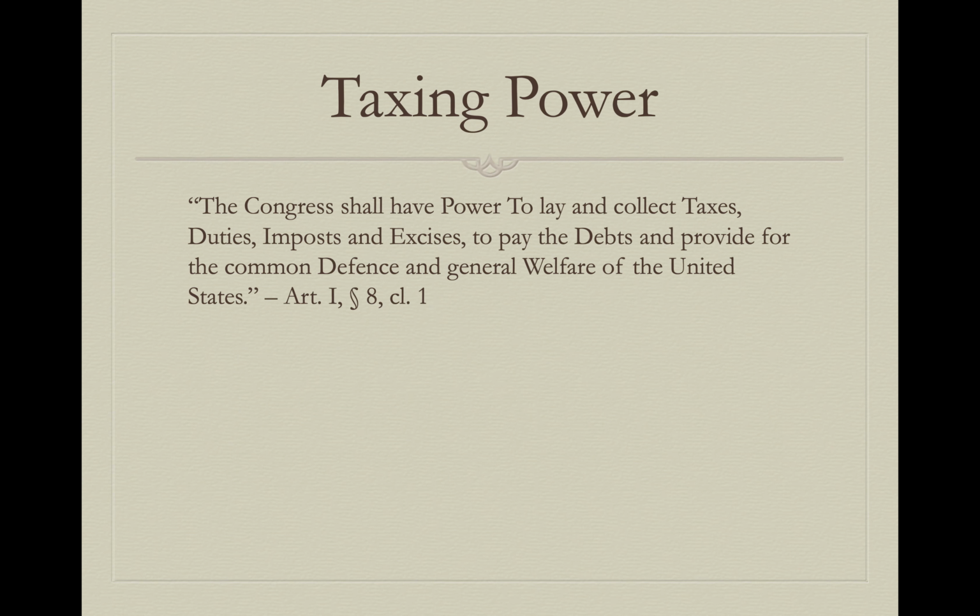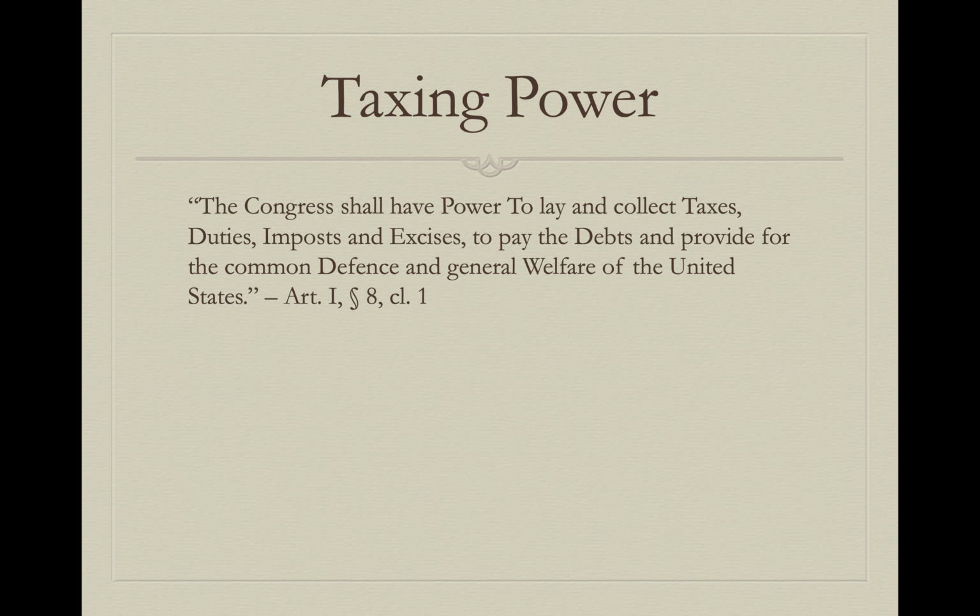So both the taxing and the spending power come from this single clause. It's the very first power listed in Article 1, Section 8. The Congress shall have the power to lay and collect taxes, duties, imposts, and excises, to pay the debts and provide for the common defense and general welfare of the United States.